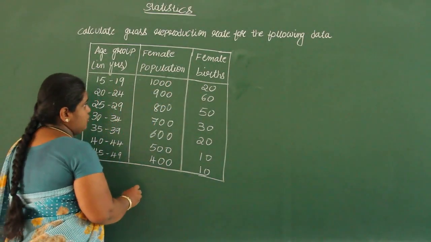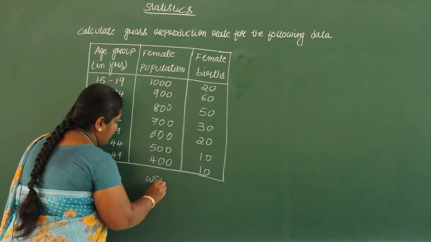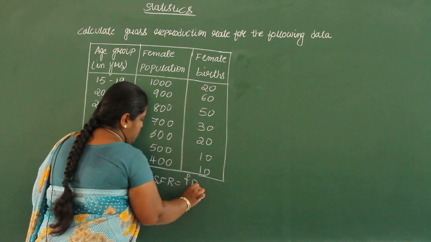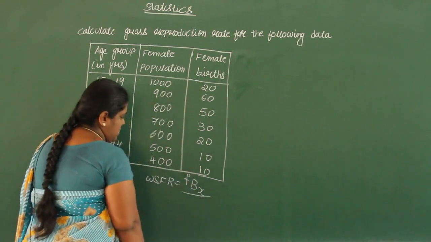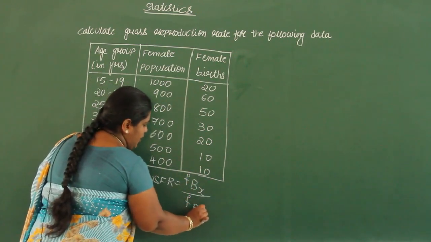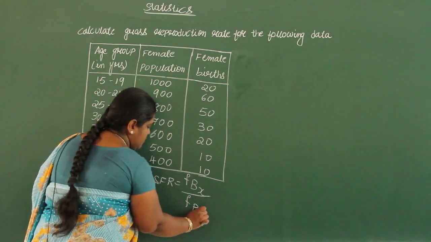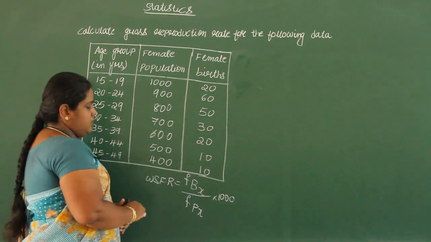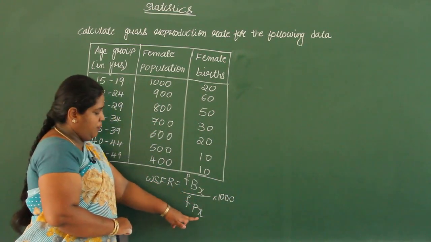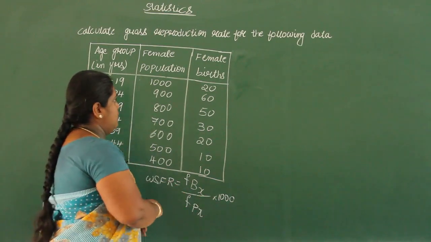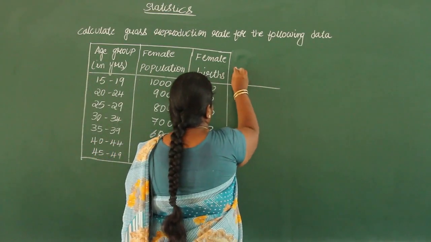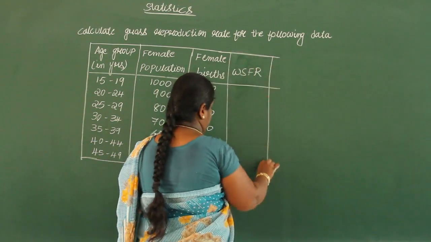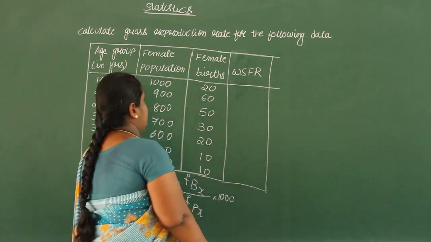So before doing the gross reproduction rate, we need the WSFR. So write the formula of WSFR. It is female birth at time X divided by female population at time X, or you can use T also, no problem, into 1000. So again in this also, one step calculation you have to show. So make the next column as WSFR and do the one step calculation.